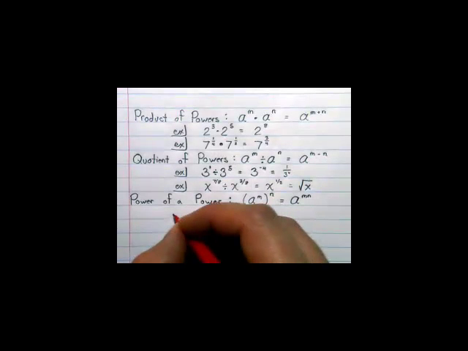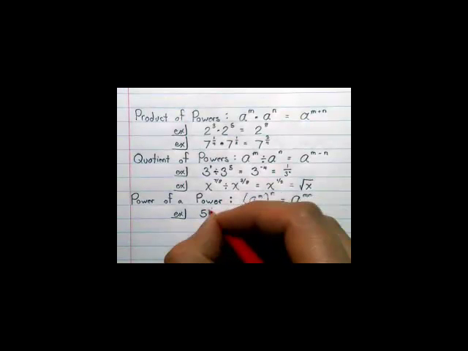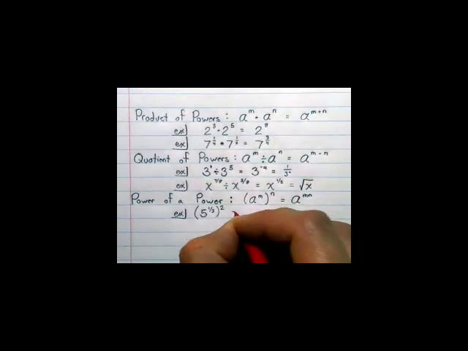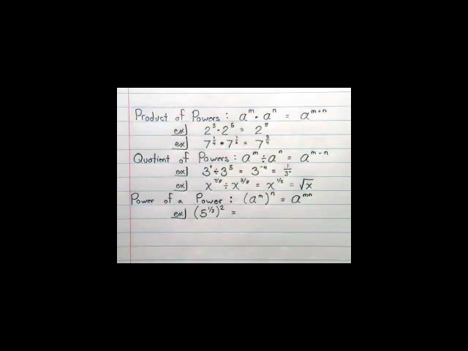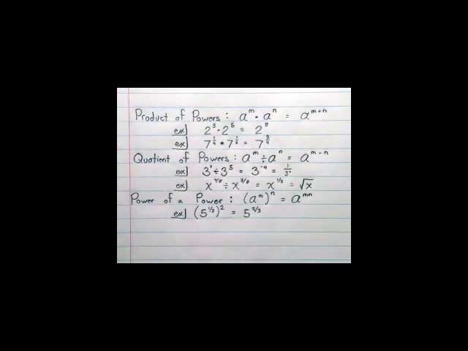Okay, so for example, what would be 5 to the 1/3 squared? What do you do with the powers? You multiply them. Okay, so what's 1/3 times 2? 2/3. Yeah, don't overthink it. It's 2/3. That's it. So 5 to the 2/3 would be that one.